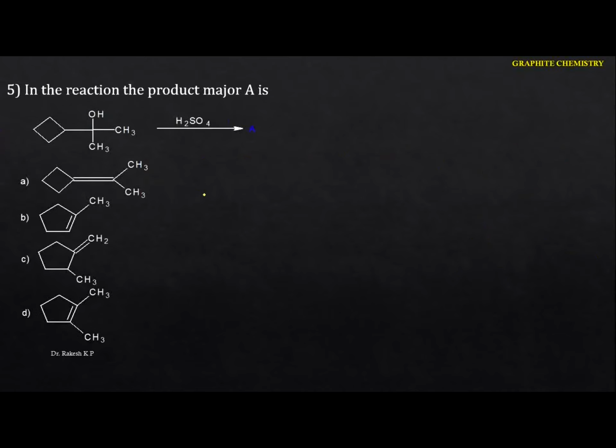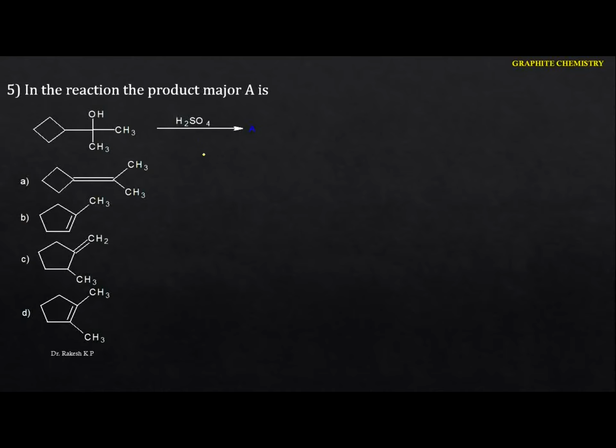In the reaction, what is the major product A here? See this particular one. Whenever it is treated with sulfuric acid, because it is an alcohol, it reacts with the sulfuric acid and undergoes dehydration. Now see the particular reaction mechanism here.